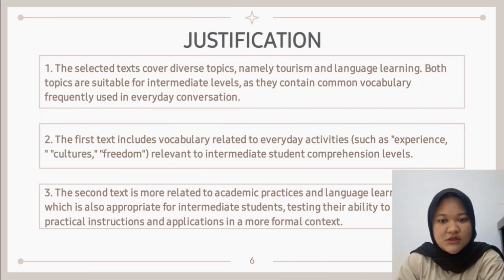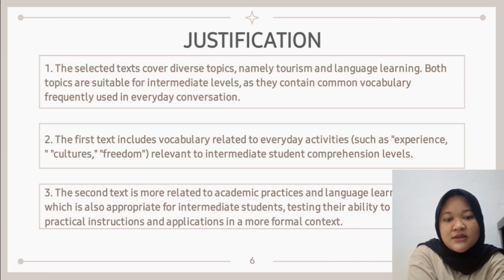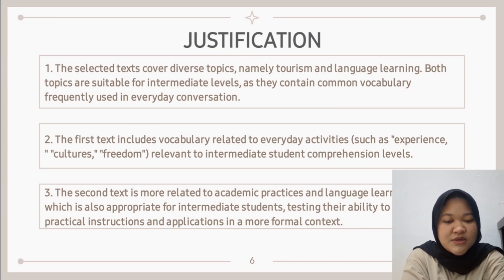Next is justification. The selected texts cover diverse topics, namely tourism and language learning. Both topics are suitable for intermediate levels, as they contain common vocabulary frequently used in everyday conversation. So the first text includes vocabulary related to everyday activities, such as experience, cultures, freedom, relevant to intermediate student comprehension levels. The second text is more related to academic practices and language learning activities, which is also appropriate for intermediate students, testing their ability to understand practical instruction and application in a more formal context.